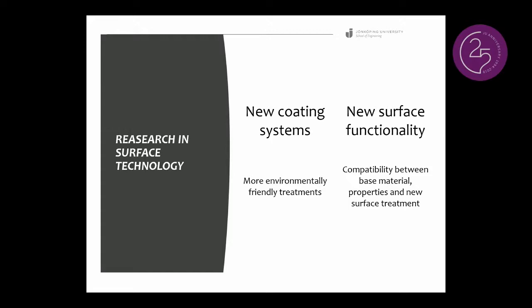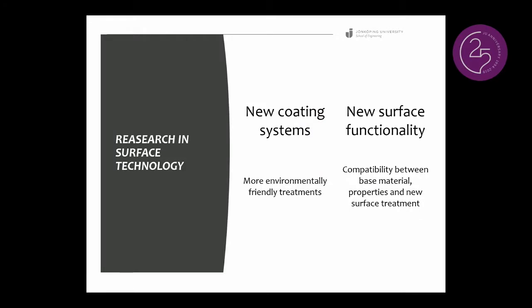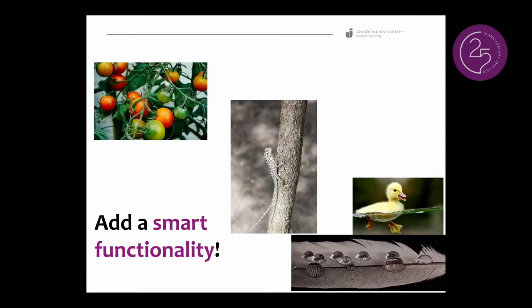What is research doing in this field? The research is nowadays focusing on developing new coating systems, giving new surface functionalities, but always looking into more environmentally friendly treatments. As we use a lot of chemical treatments, today we're looking into reducing the footprint and making the processes more environmentally friendly. So you remember this picture?